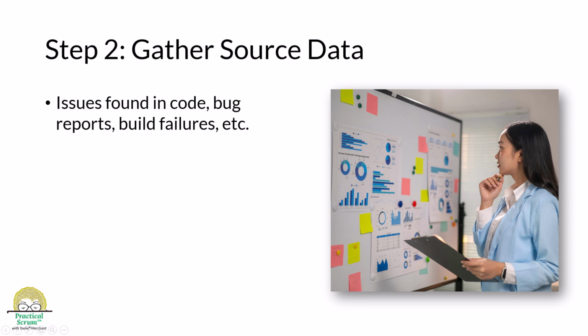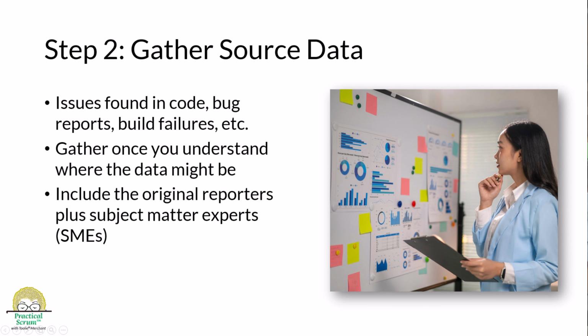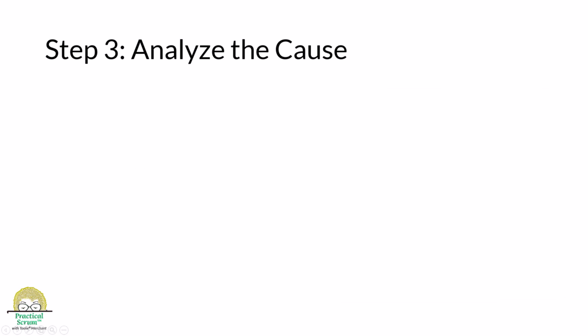Number 2, gather source data. You should not be coming to conclusions or making decisions until you've assembled the data related to the issue. Typical sources for this kind of research can come from the code itself, bug reports, build failures, and more. Gather the data once the problem is well defined and you have an understanding of where the data sources might be. The people involved in gathering the data should include individuals who found the issue and any subject matter experts who can help.